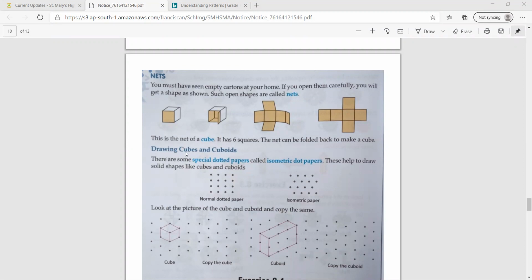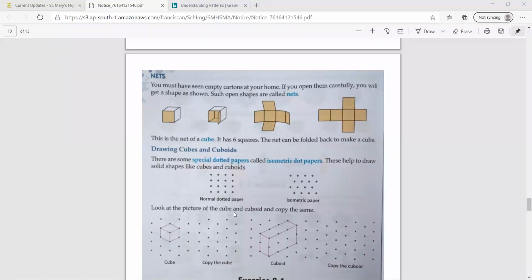Okay, now drawing cubes and cuboids. There are some special dotted papers called isometric dot papers. These help to draw solid shapes like cubes and cuboids. So this is a picture of an isometric dot paper where dots are given. Normal dotted paper will be like this, but isometric will be like this. You can see that they are not in the same column and rows. Okay, so this is isometric paper they have shown.